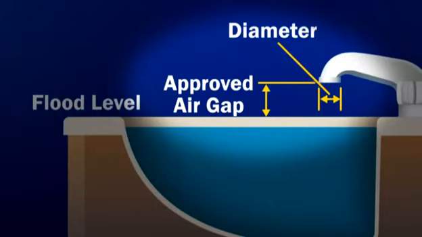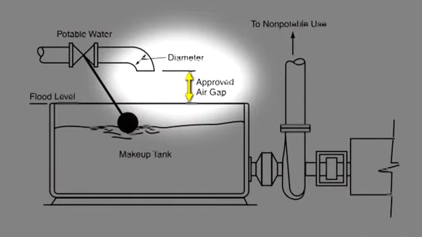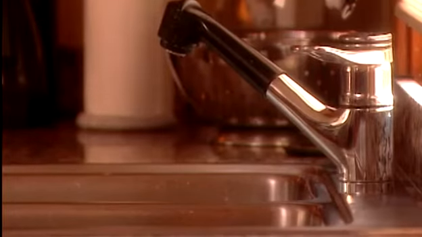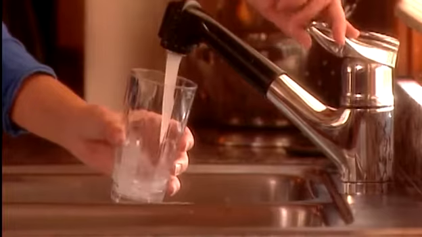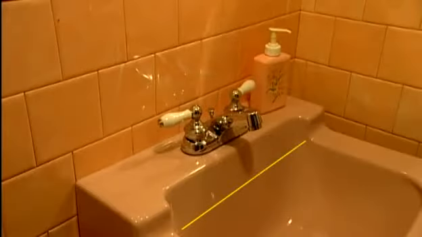An air gap may look like this, or this. The most common place you see an air gap is in a kitchen and bathroom. There should always be space between the water source and the flood level rim of the receiving vessel.